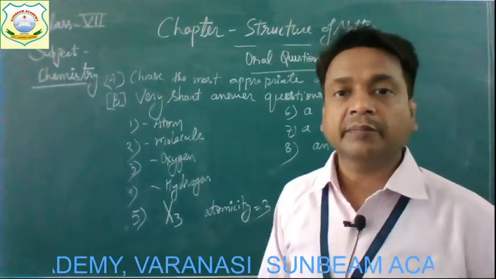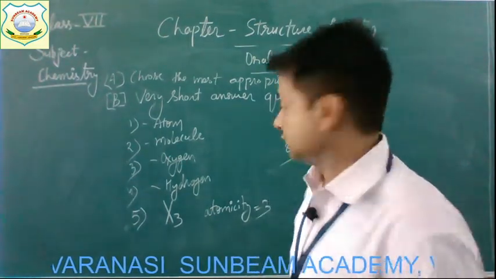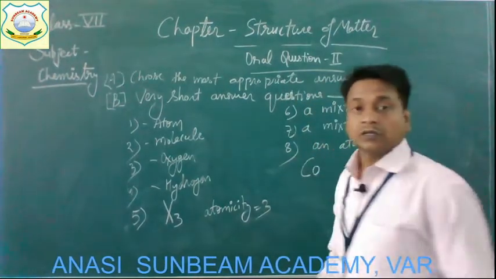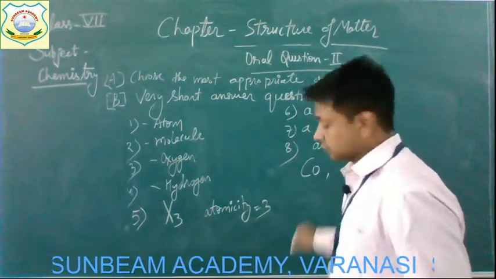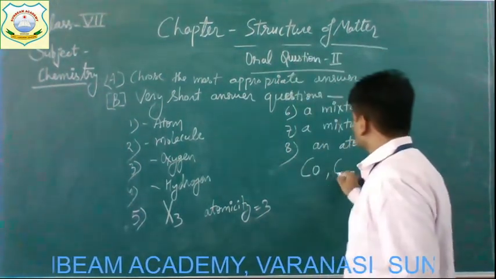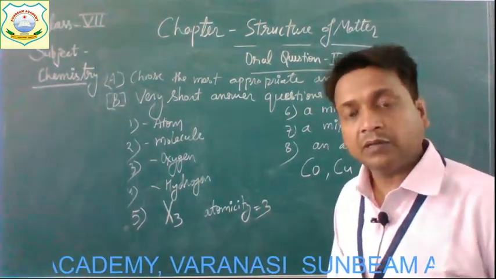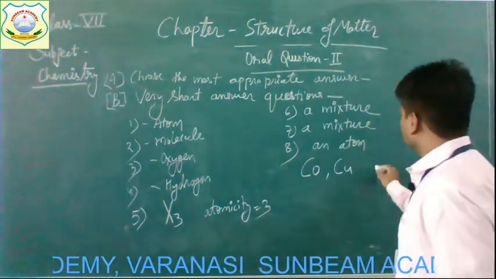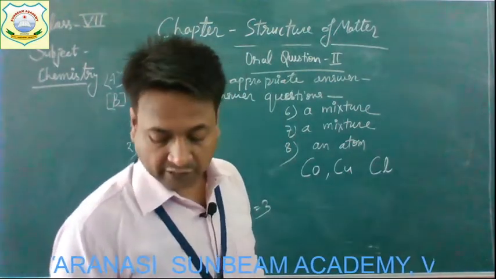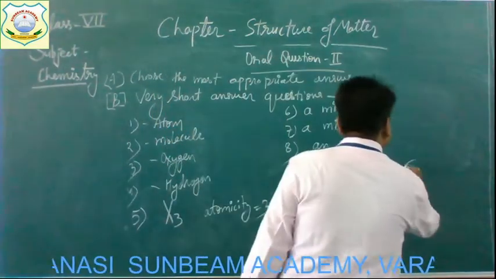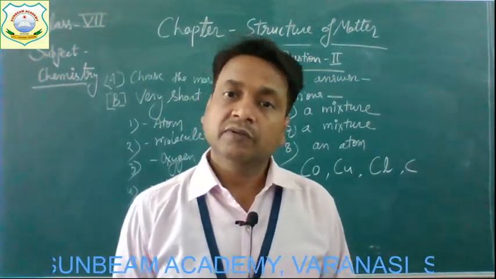In the same question, it's given: what are the symbols for each of the following? Four different elements are given, and you have to write down their symbols. The first element is cobalt. Co, capital C and small o, will be the symbol of cobalt. Second is copper: Cu, capital C and small u. Third is chlorine: Cl, capital C and small l. And the fourth one is carbon. So capital C will be the symbol of carbon.